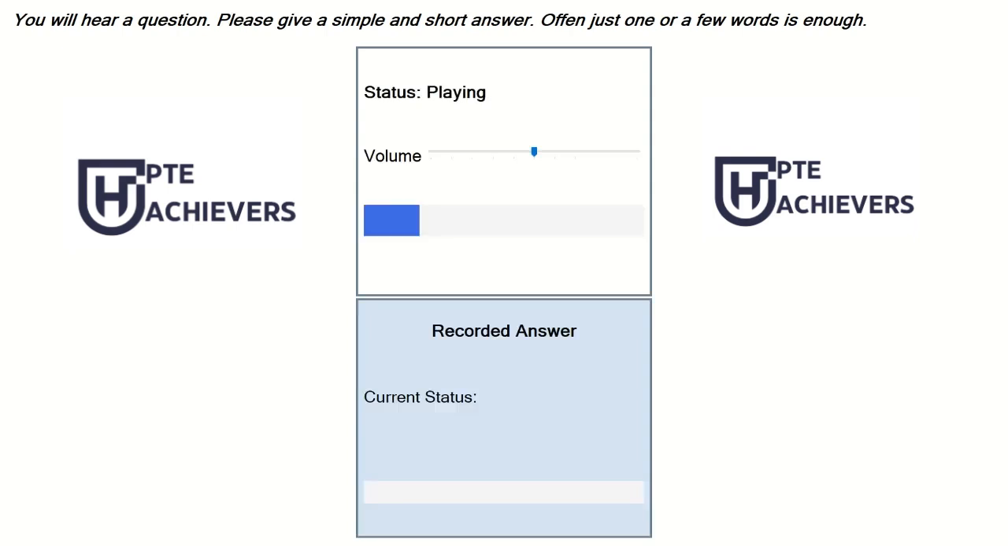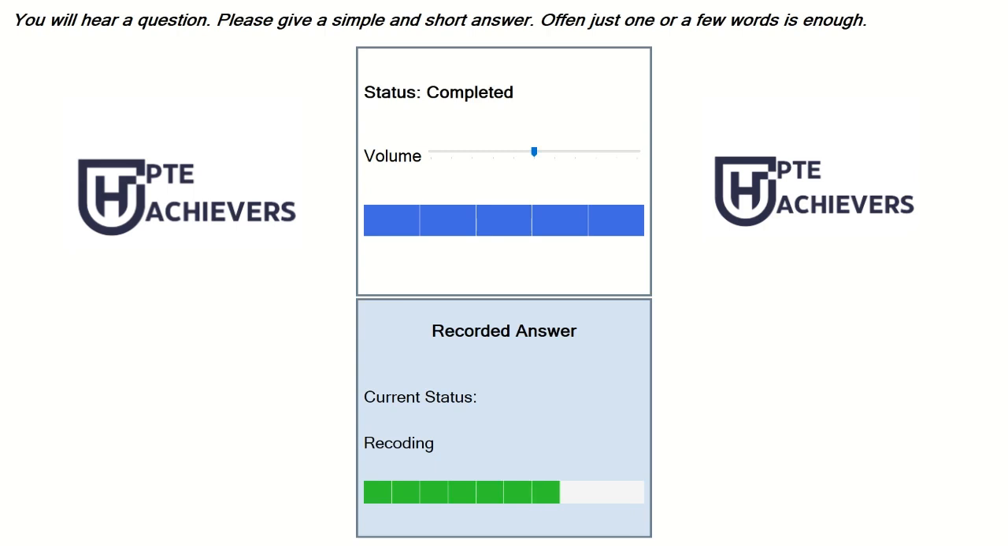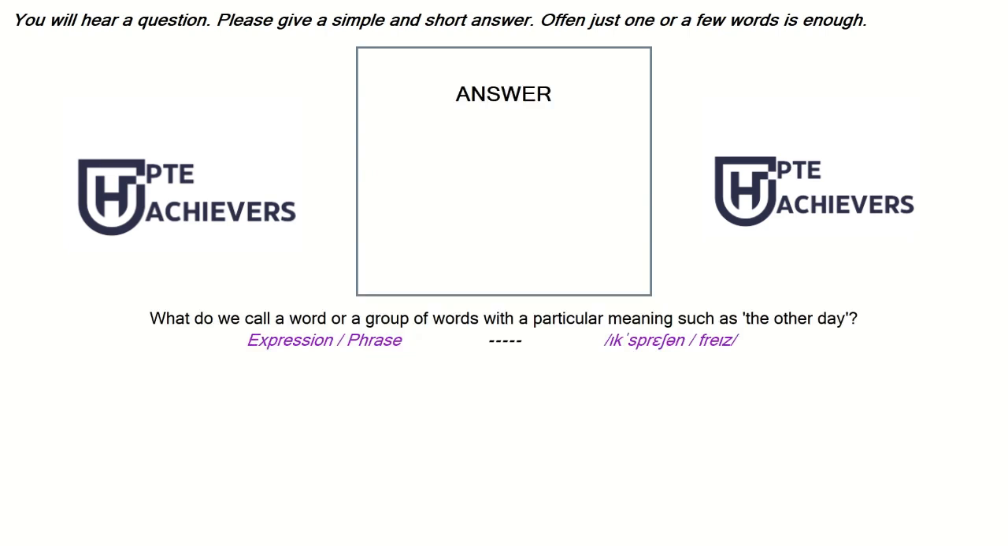What do we call a word or a group of words with a particular meaning such as the other day? Expression. Phrase.